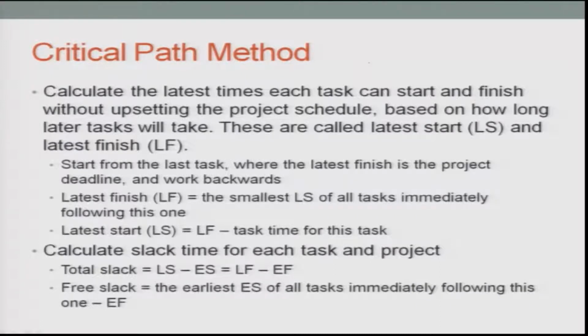There is one total slack and one free slack, as shown here. I am just reading out what the total slack and the free slack mean. Total slack is the late start minus the early start, or equivalently the late finish minus the early finish. The free slack is the earliest early start of all the tasks immediately following this one, minus the early finish. Once you have this, you will be able to get the critical path and all the information.